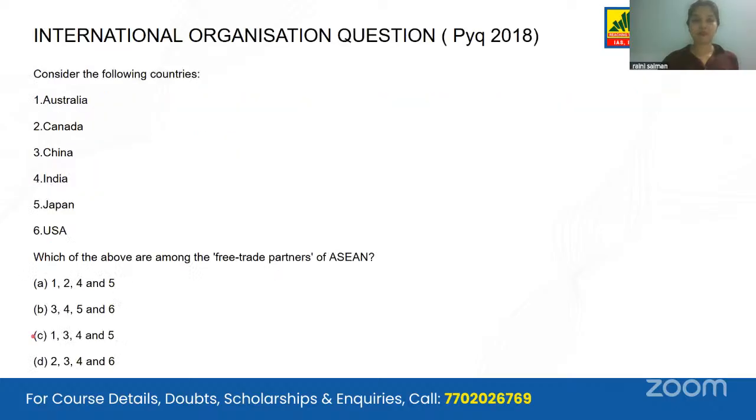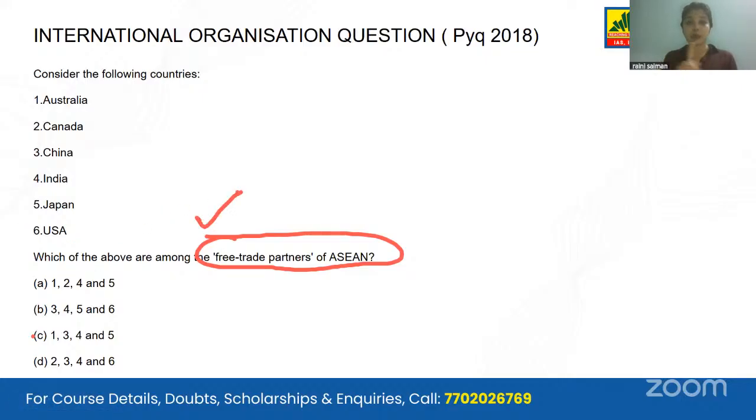Okay. Now, the next question is again about an international organization, the free trade partners of ASEAN countries. Okay, when it comes to ASEAN countries, we know that these are your Indonesia, Philippines, Vietnam, Myanmar, Malaysia. These are your ASEAN countries, right? And now you're talking about the free trade partners. They're not talking about the members of ASEAN. Mind you, they are talking about the free trade. So currently, there are a lot of free trade partner countries. India is also one of them. So first search for India. Yes, China is also there.